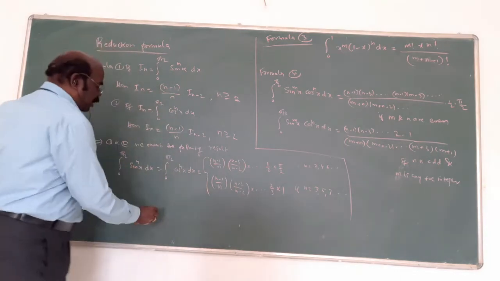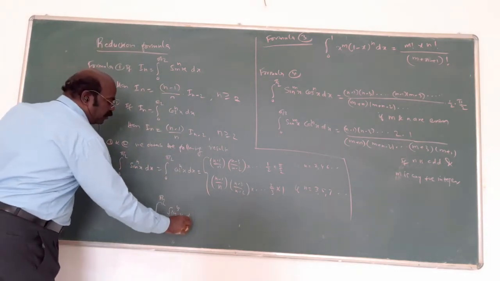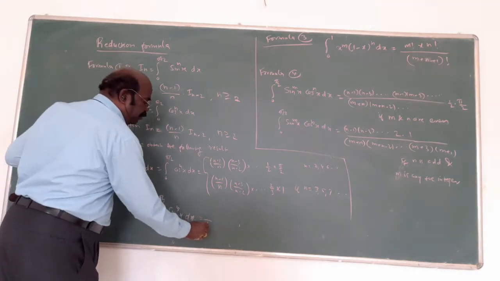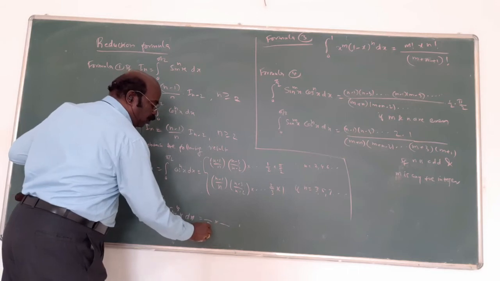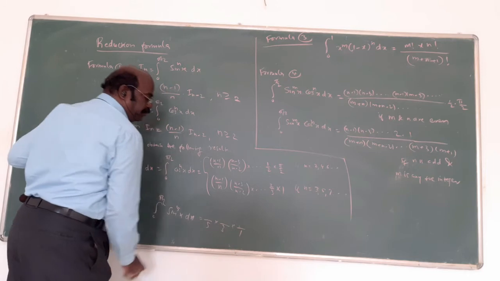For example, 0 to pi by 2 sin power 5 is a question. What did I tell you? The denominator is 5. Am I right? Reduce by 2: 5, 3, 1. Then the numerator is reduced by 1: 4, 2. Am I right?